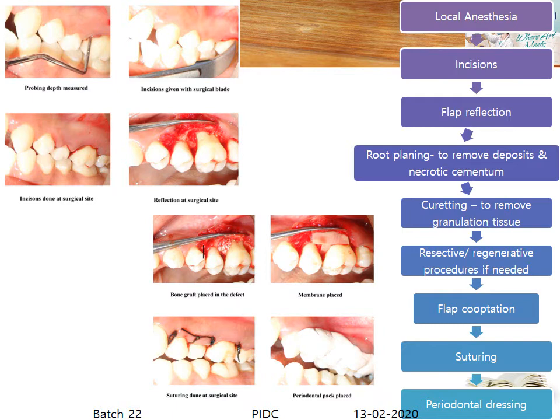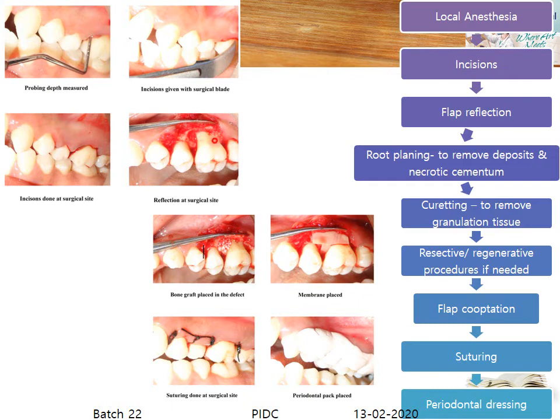Any surgical procedure in periodontics or periodontology goes through the following steps. First, you go in for local anesthesia, and then you start giving the incisions. Incisions are given with a blade, and then you reflect the area so that we are able to see the root and the bone. Flap reflection is done, and then we debride this area. For example, root planing has to be done on the tooth surface, and on the tissue surface, curettage has to be done to remove the granulation tissue.